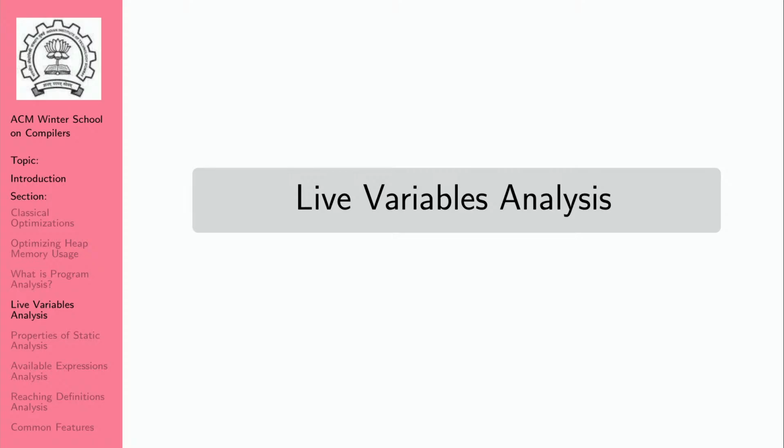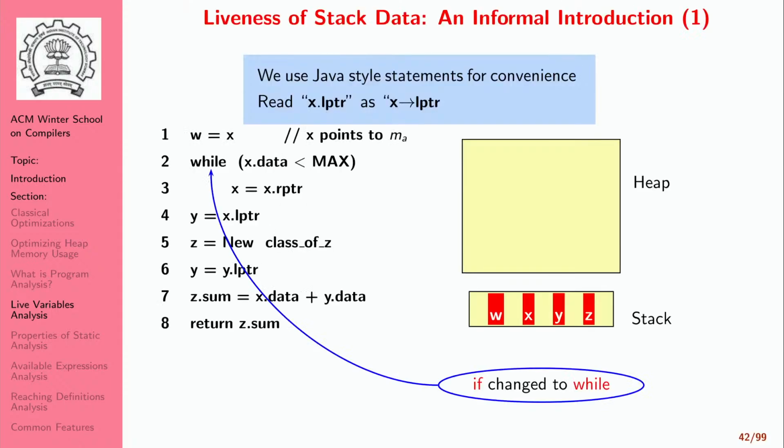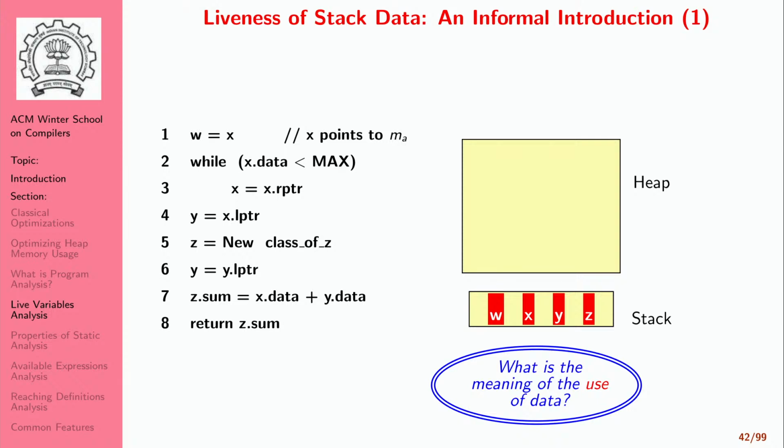Okay, so let's begin with this analysis called live variables analysis. It helps us identify dead code. We looked at dead code elimination, so that's one of the applications. We will first do a gentle introduction to live variables analysis. We'll continue with this program, but now we will talk about the stack locations. We'll not talk about the heap locations. For the heap locations, we have to do heap liveness analysis, which we will not be able to cover, but let's do liveness analysis of variables x, y, z. This is the program that we are talking about. So we have to first define.